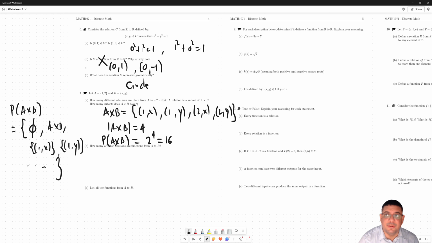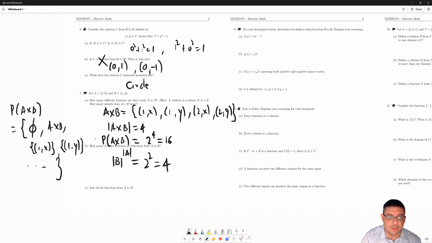Now, how many of these relationships are going to be functions? This is a different thing: it's how many functions from A to B we are going to have. So this is like B to the power A, which will be 2 to the 2, and so this is going to be 4. So we're going to have 4 possible functions, covering all the inputs.